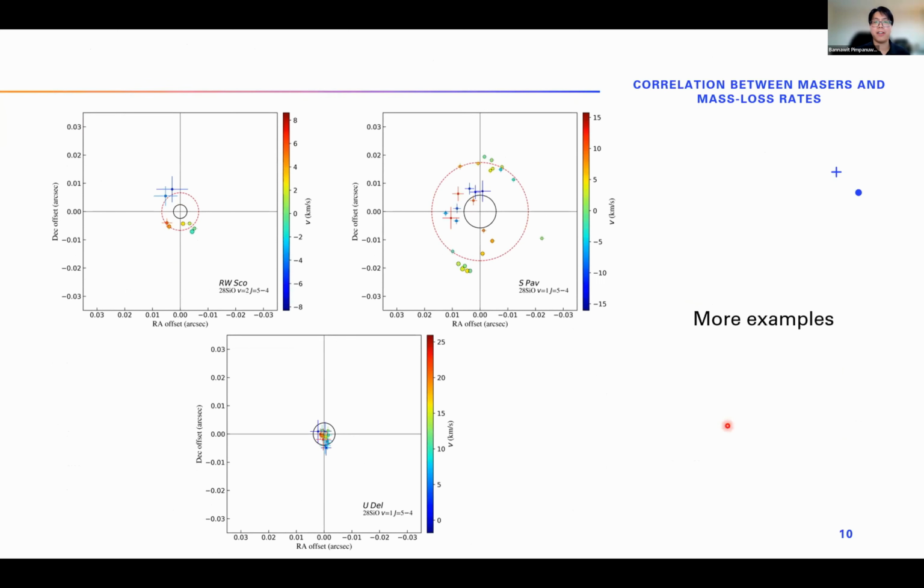Now, this is just to give you more examples of what we did with the ATOMIUM dataset. And you might notice that this source, UDEL, is really interesting. Don't worry, we'll come back to this case later.